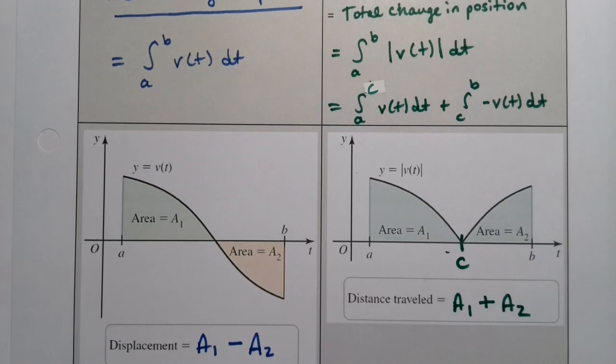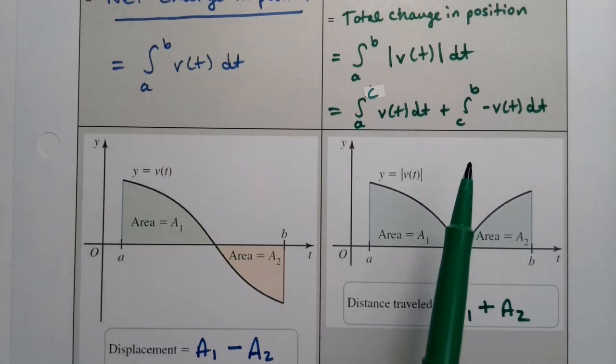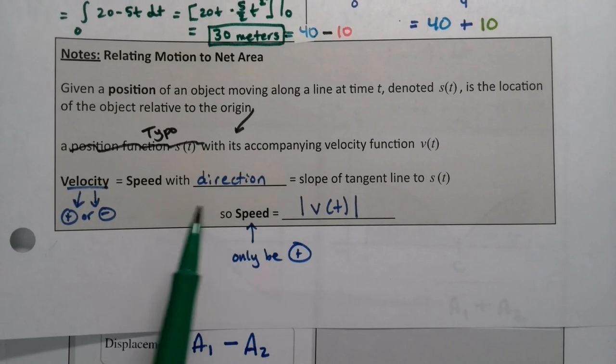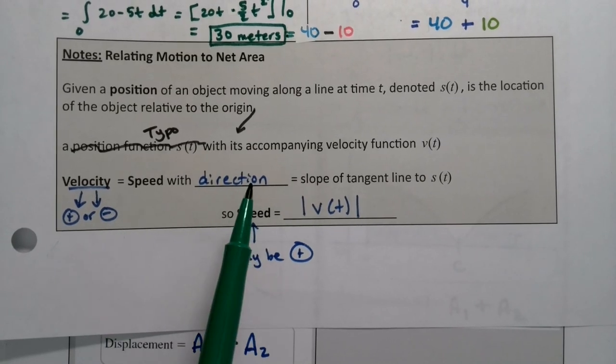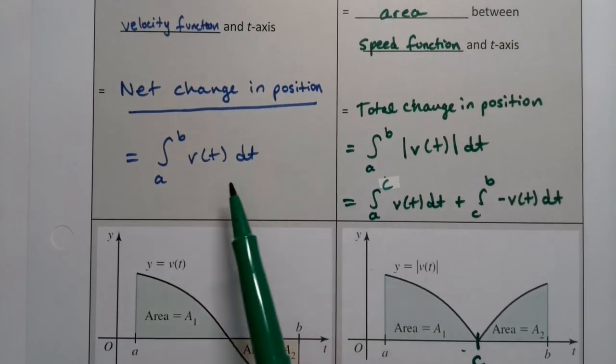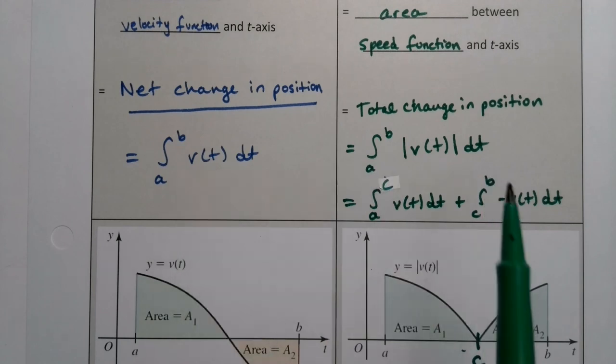Okay, so real important stuff, right? The displacement and the distance are not the same thing. Displacement's much easier to find, distance is much trickier. And moreover, speed and velocity are not the same thing. Velocity is speed with direction. In other words, speed is the absolute value of velocity. And that difference matters for the integrals here, for distance or displacement here on the left and distance here on the right.